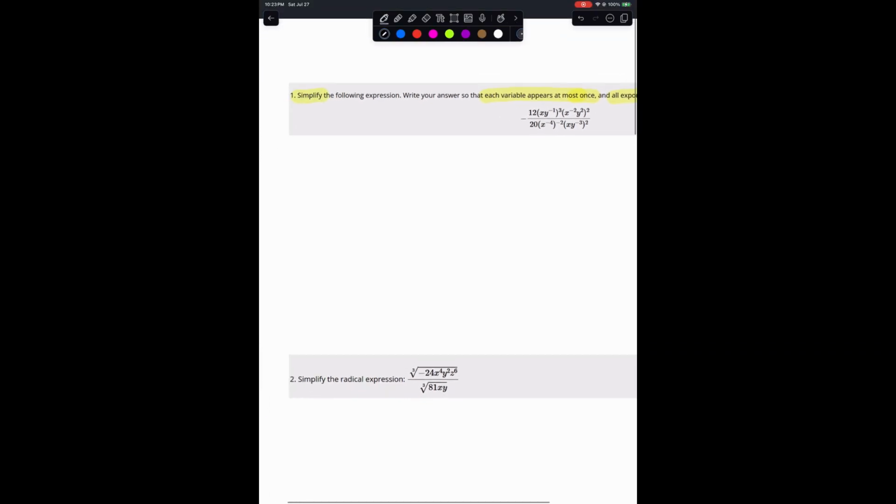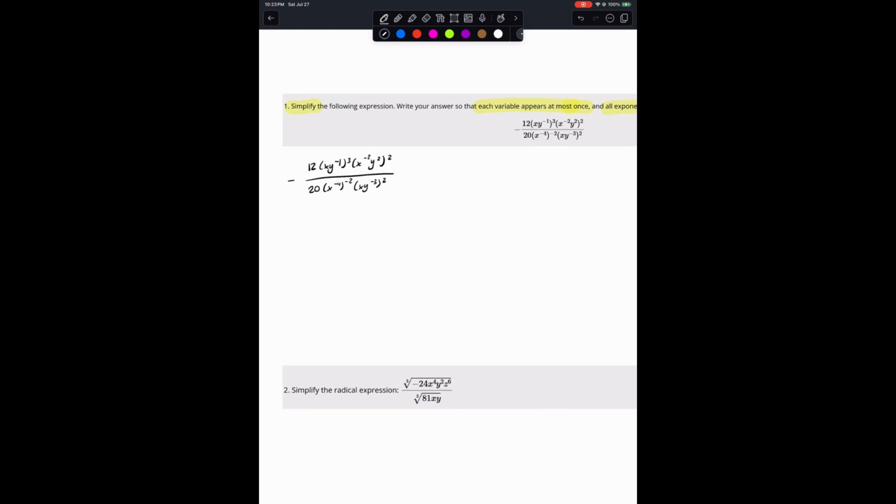Okay, so we'll write out the question. 12 times xy to the negative 1 cubed, and then x to the negative 2 y squared, all that squared, over negative 20 x to the negative 4 times xy to the negative 3 squared. So I like to work horizontally and then vertically. What I mean by that is that I will simplify the numerator and the denominator and then simplify the whole thing.